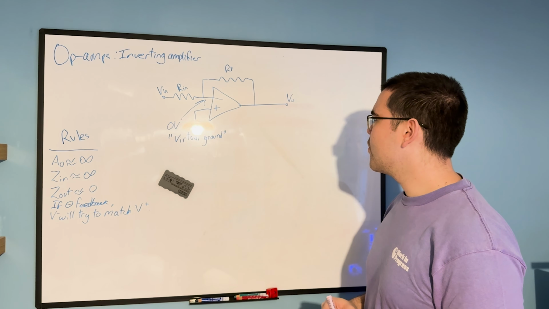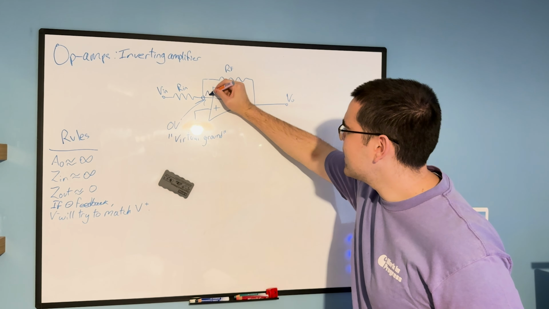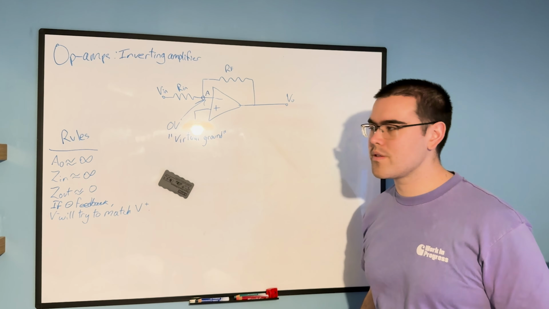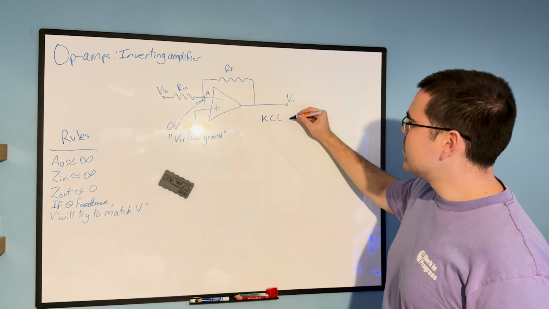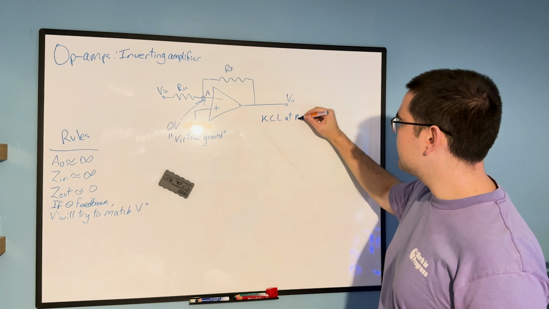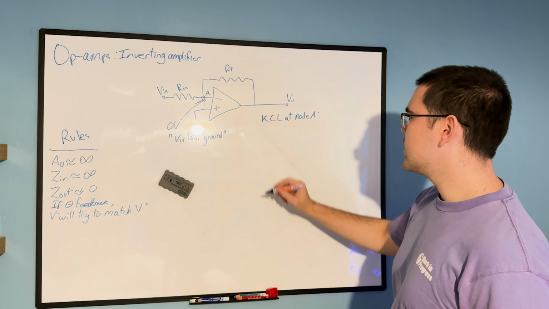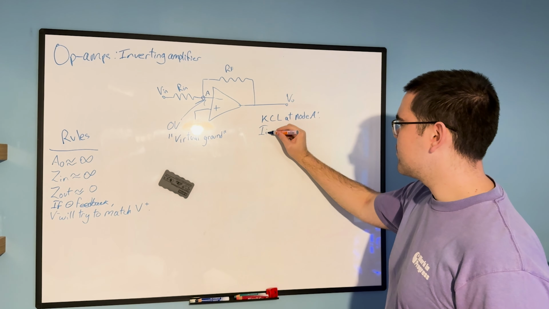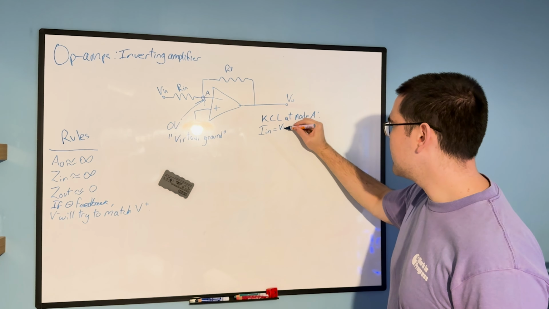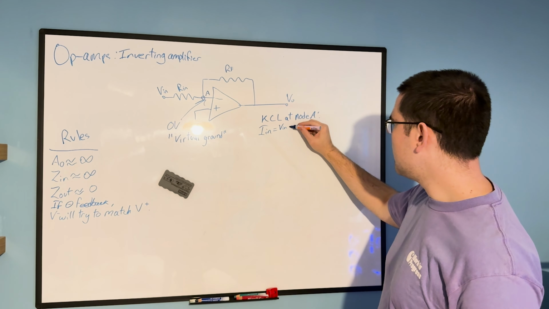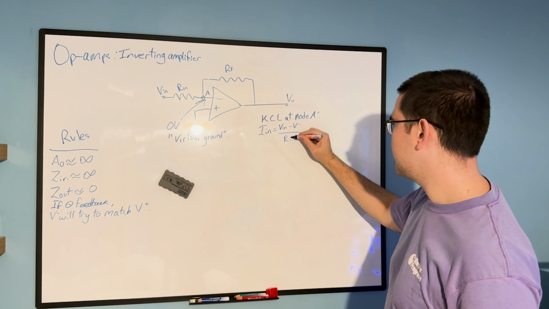Okay, so now we've covered that. Let's call this area node A. This will be of great interest. So if we do a Kirchhoff's current law analysis at node A, let's look at the input currents. That would be equal to V in minus V minus divided by R in.